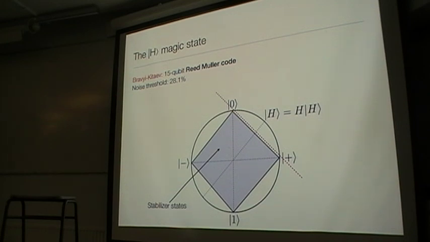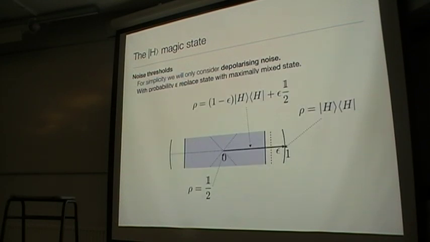So that was their initial proposal, and it's a very important result because it tells you that if you can build fault-tolerant stabilizer operations, then basically there are many noisy states which you can use to achieve universal quantum computation.